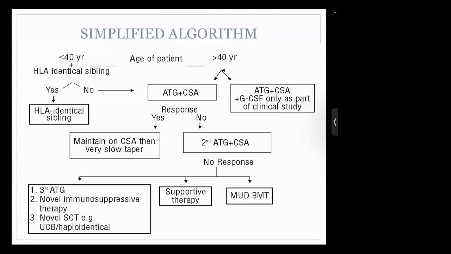If the patient is less than 40 years old, if you're lucky you get HLA identical siblings, then we'll proceed with the stem cell transplant. If there's no HLA identical siblings, then the algorithm will be the same as for patients more than 40 years old.